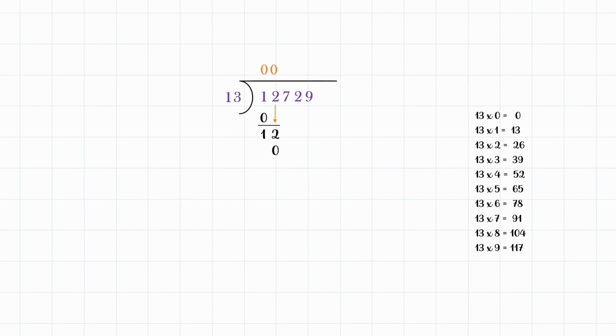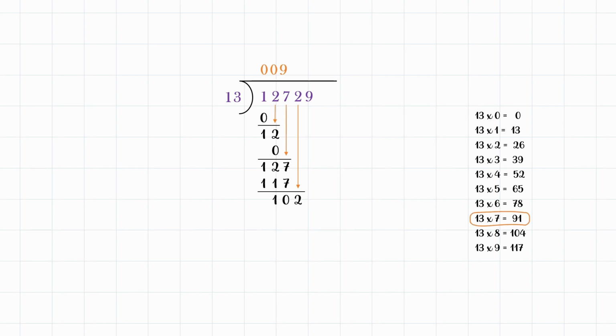We again perform the subtraction and note the result. Then we bring in the next digit of the dividend for further division. Now we have 127 and the multiple of 13 that's closest to 127 is 13 times 9, which is 117. So we note the 9 in the quotient column and the multiple for subtraction. The subtraction gives 10 and we fetch the next digit from the dividend. And we continue in this fashion.